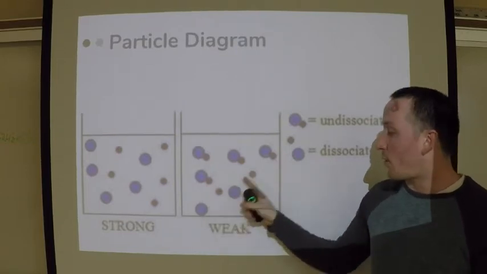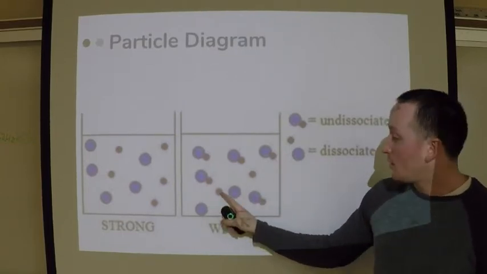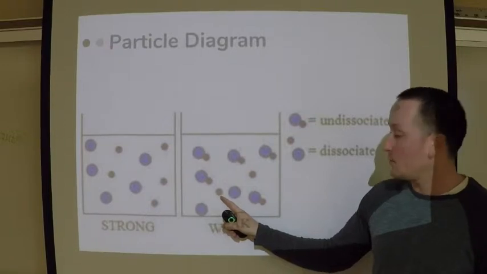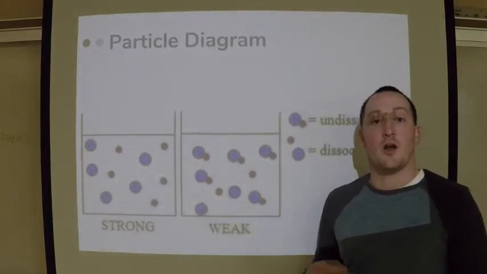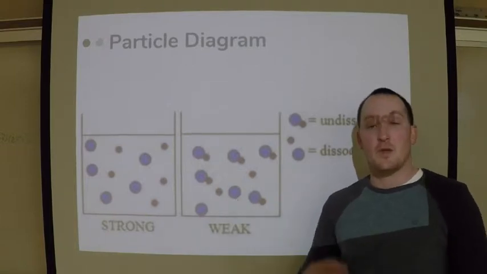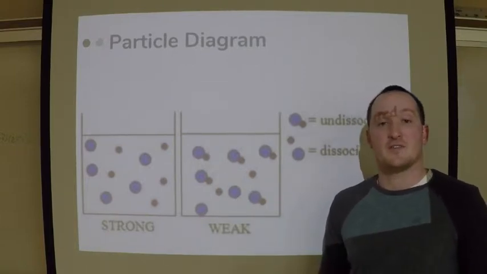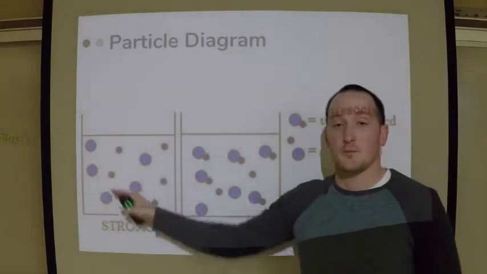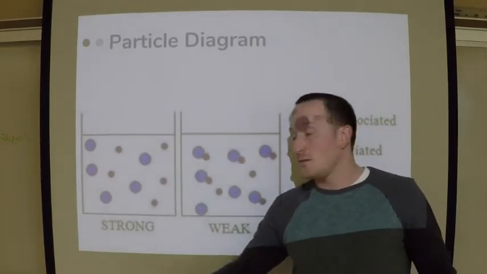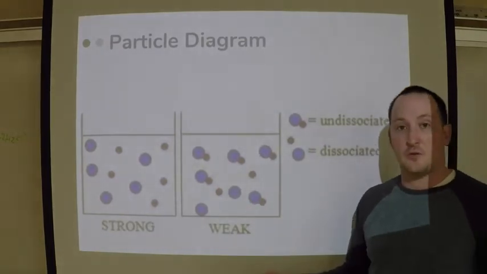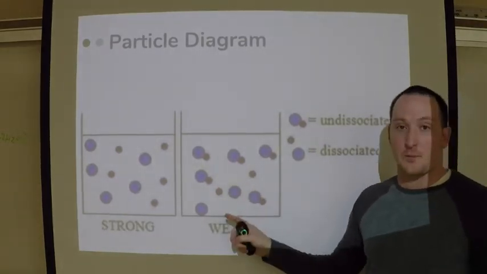But then these other particles right here, this red one would be an H+, this red one would be an H+, this blue one now would be our F-. So some of them have broken apart and some of them have stayed together. Strong acids completely dissociate, they break apart into their H+ and then the anion. Weak acids do not do that, only some of them break apart.